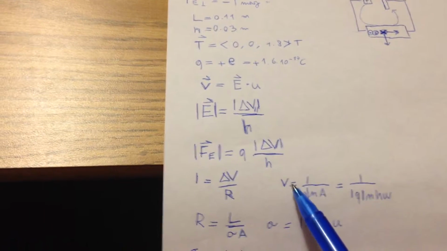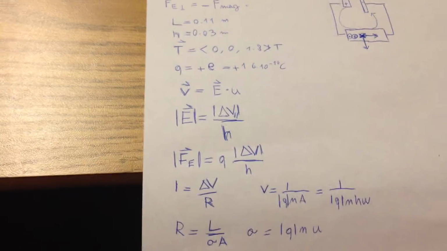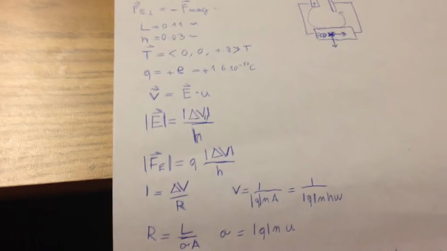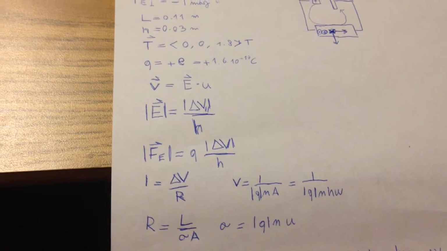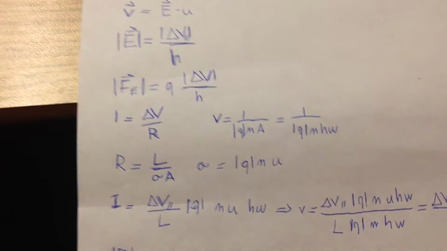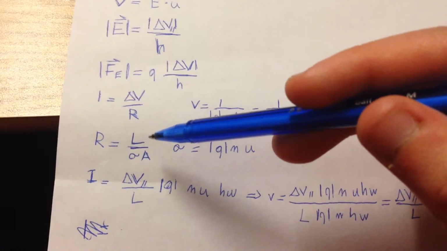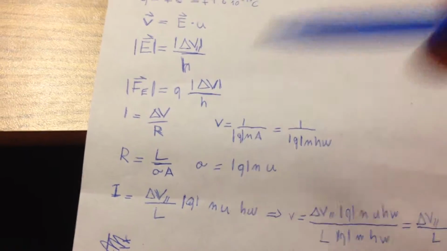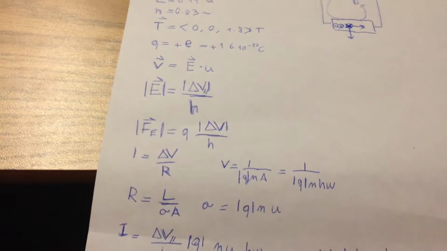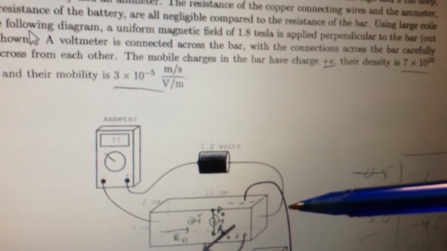This is based upon the relationship between velocity and the current. The resistance can be calculated in this way, by taking the cross-sectional area of the block. The cross-sectional area will be taking a slice of this smaller face.